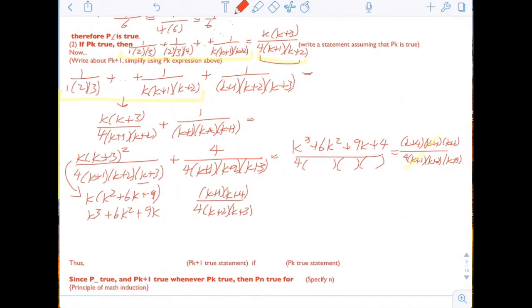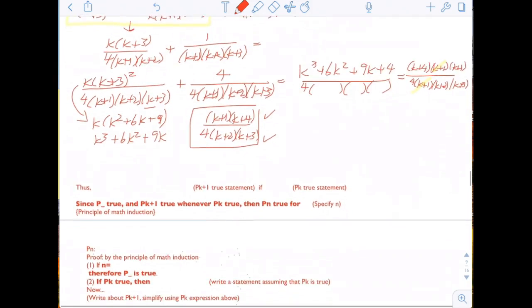So if we go back and look at the original expression, on the top we have k times k plus 3. Now if k is k plus 1, then it would be k plus 1 times k plus 4, so the top is perfect. What about the bottom? So we have 4, that's good. Instead of k plus 1, we have k plus 2. Yeah, if k is k plus 1, then k plus 1 becomes k plus 2. K plus 2 becomes k plus 3. Perfect. So this is exactly what we wanted to get.